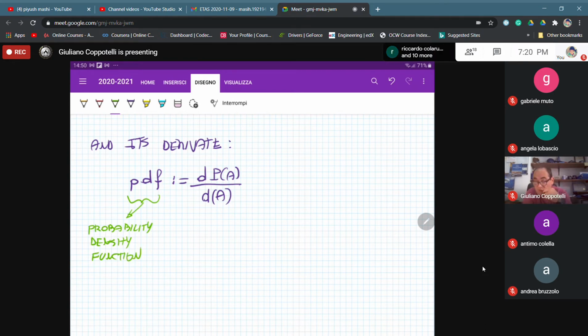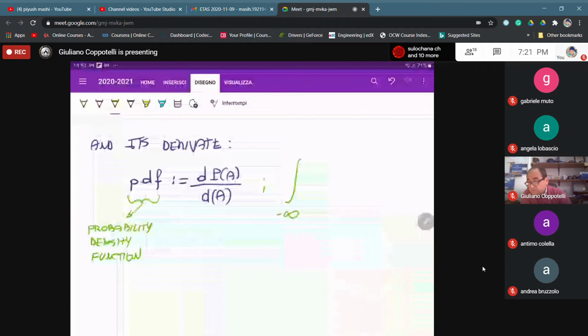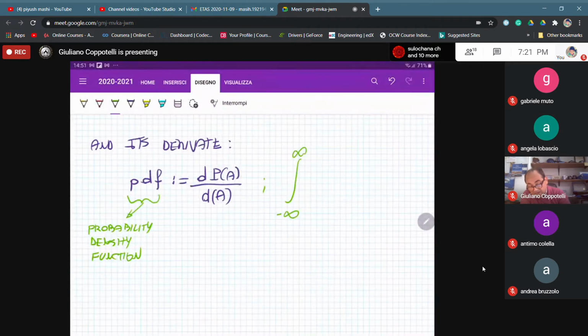Okay, from its definition, if we evaluate the probability density function over all possible combinations, over all the possible domain, the integral of the PDF of the event A, over all possible A, is of course equal to 1.